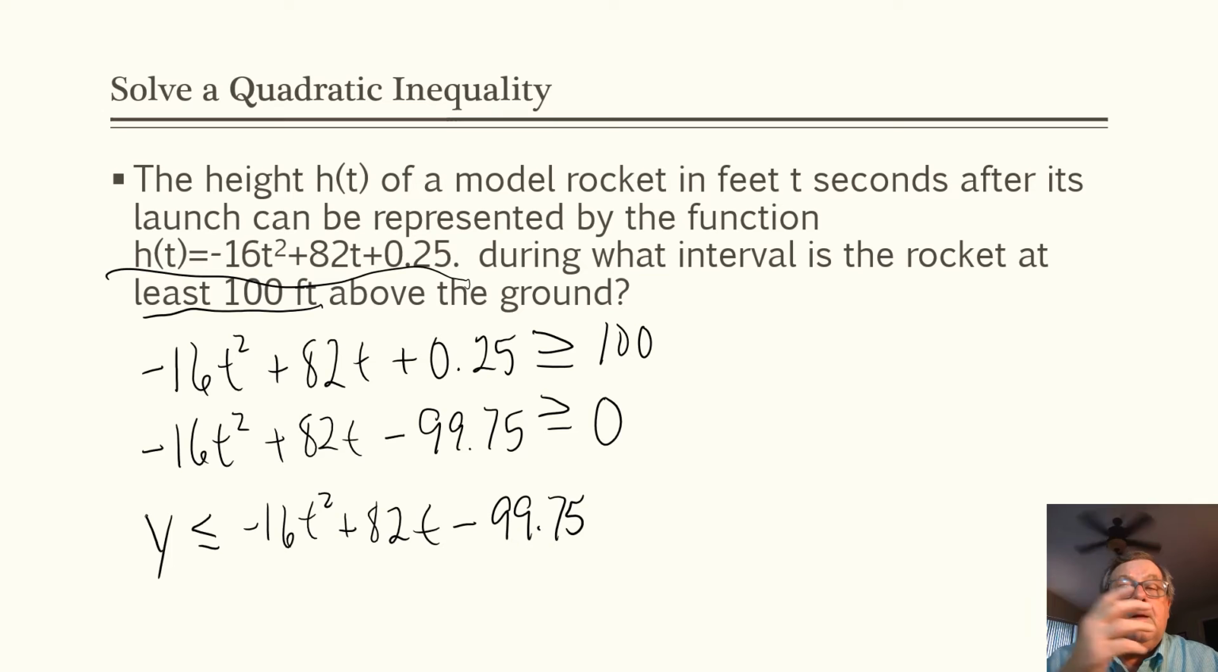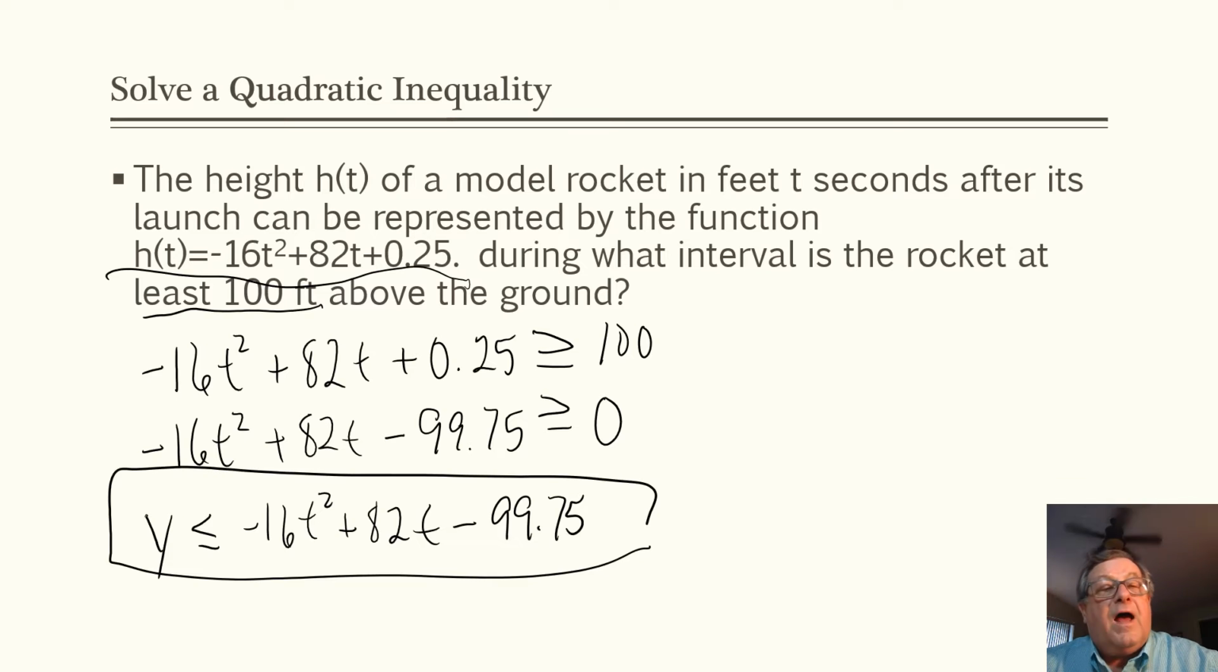All right, let's go to the calculator and let's graph this and then find the zeros, and that would tell us during what interval in seconds this model rocket is going to be at least 100 feet above the ground.